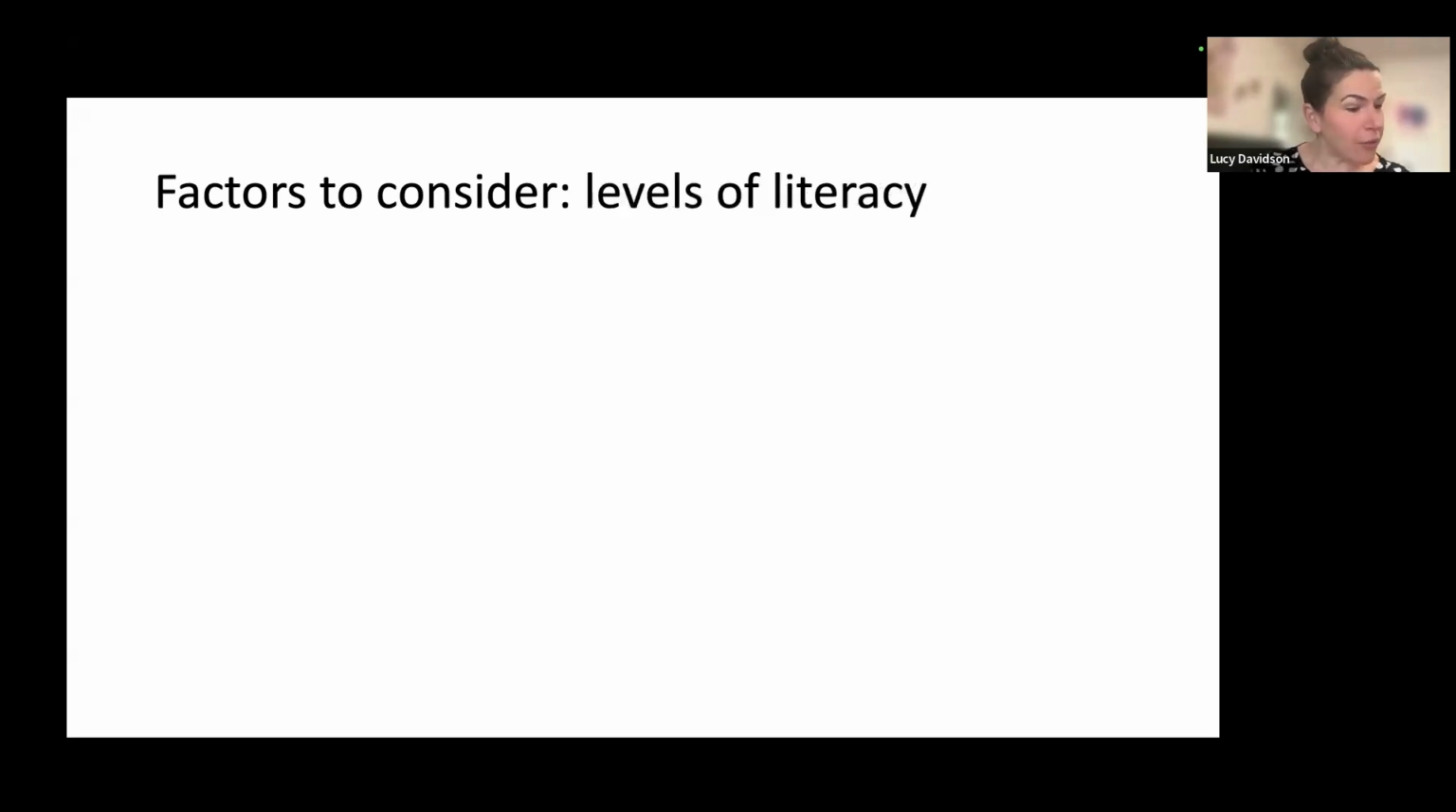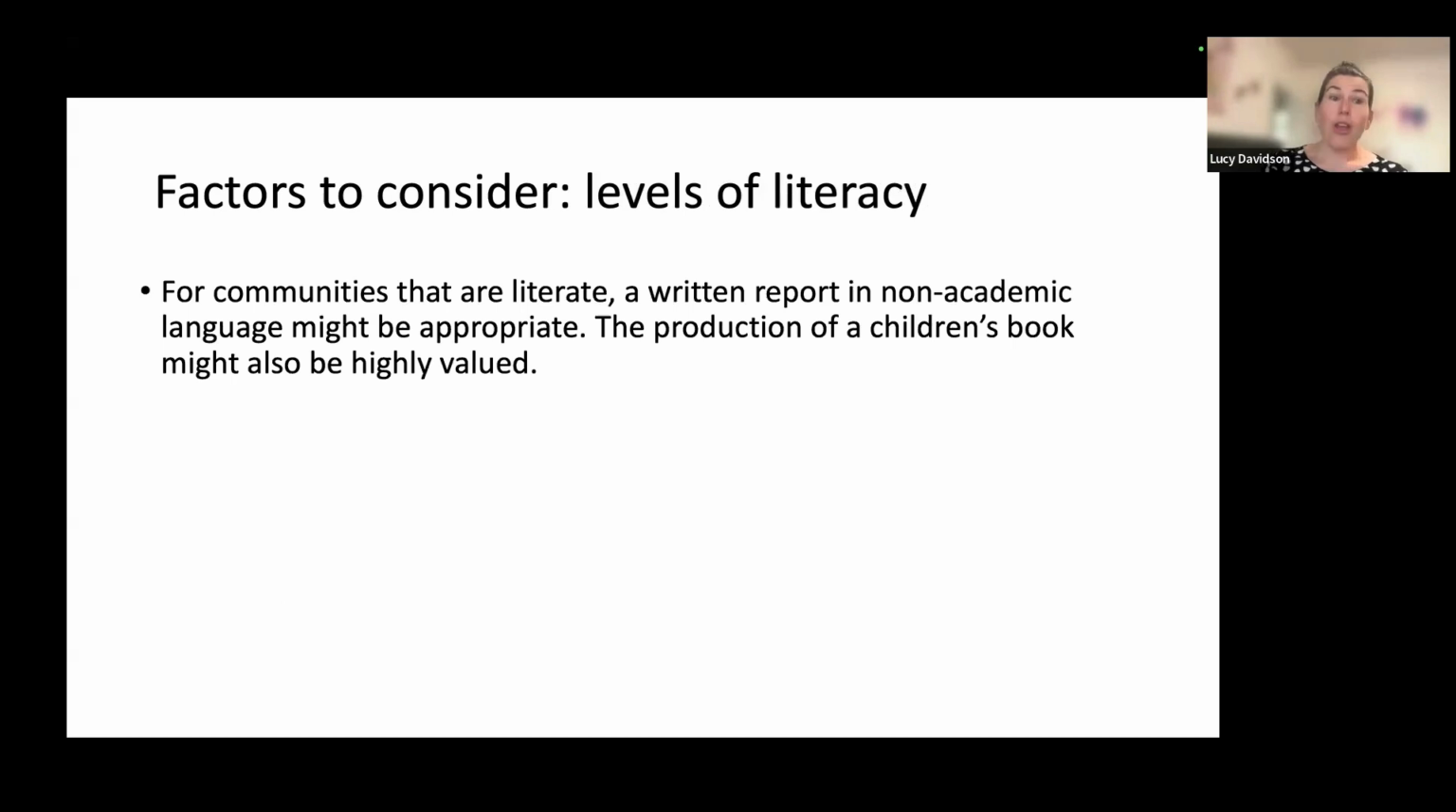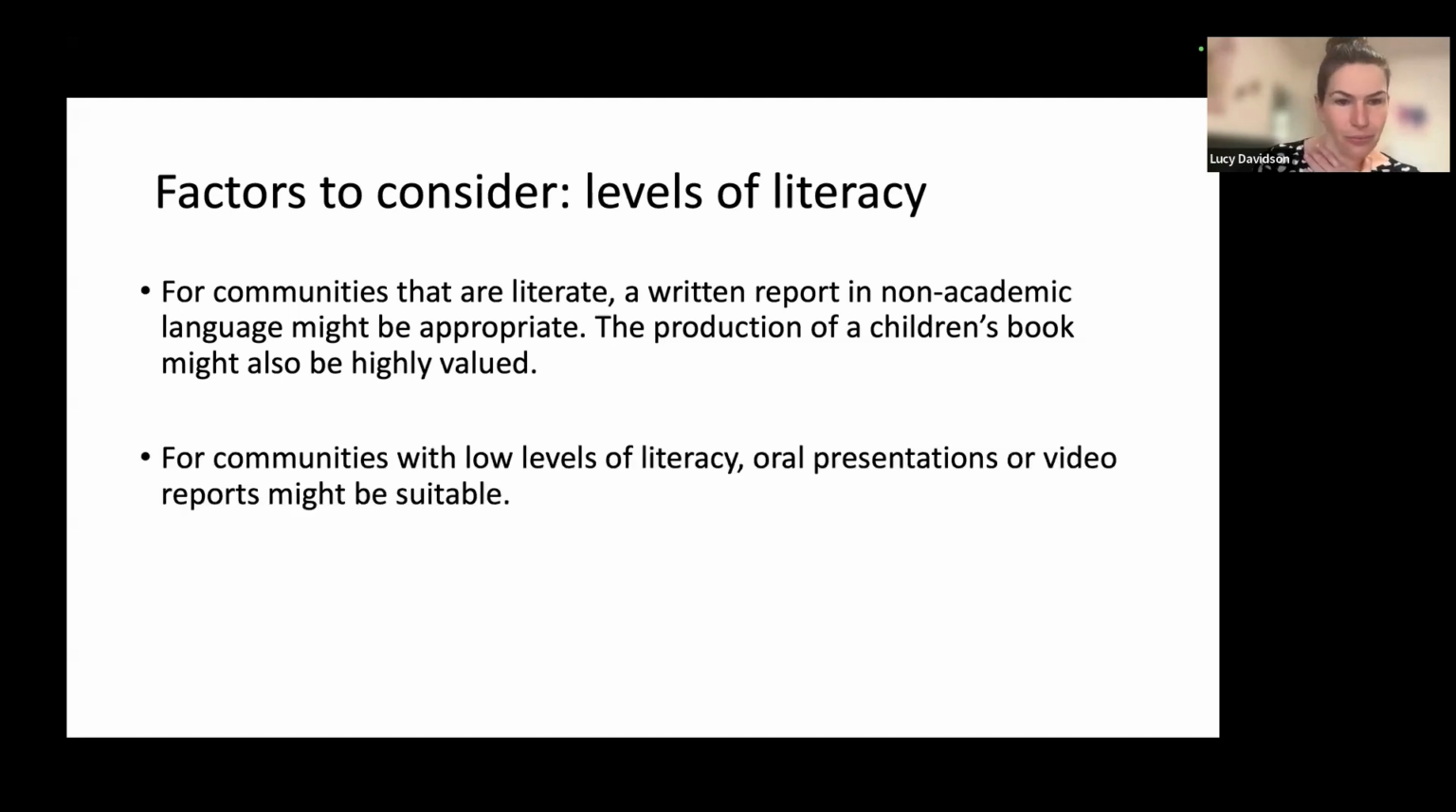So, moving on to levels of literacy. For communities that are literate, a written report in non-academic language might be appropriate. A report for parents, a report for schools, a report just for the community in general, and the production of a children's book, for example, might also be highly valued. For communities with low levels of literacy, oral presentations or video reports might be more suitable.